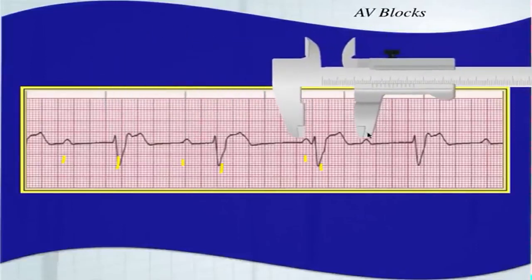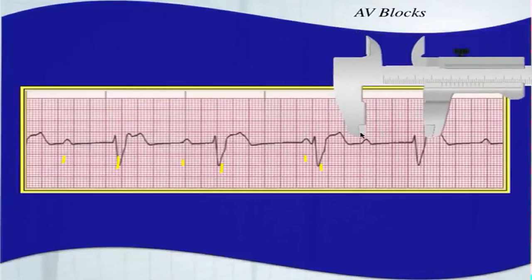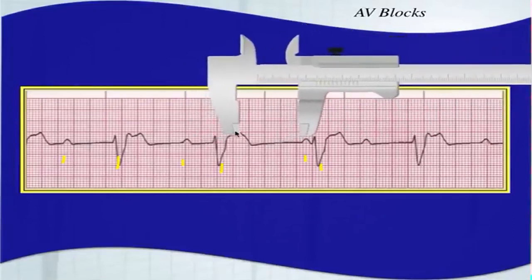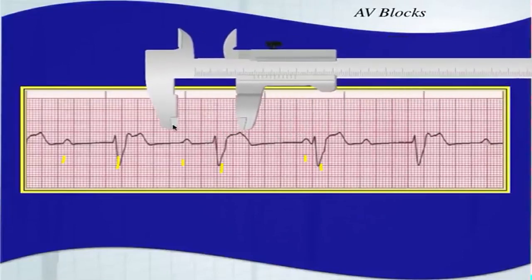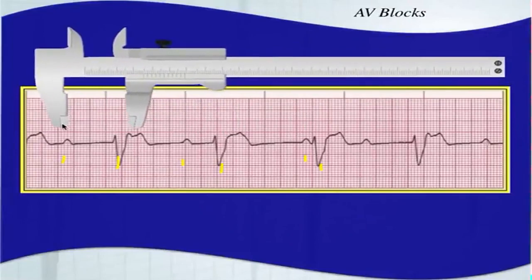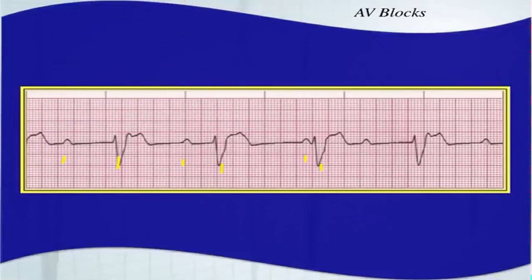In fact, this is where you would find your P to P interval. Use that P to P interval to identify where the hidden P waves are. So there's one in there. And if you go this way, there's one in there. So we have what we call complete AV dissociation. So this is a third degree heart block.